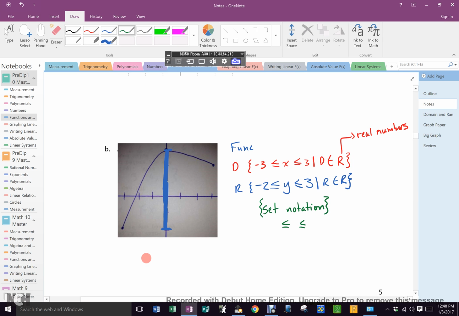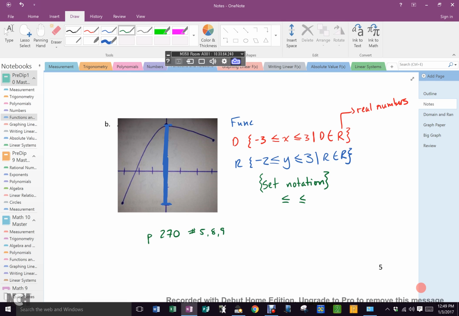Everybody cool with that? On your outline, if you're following along, you're going to look at some stuff in the book. Right here is where you would do page 270, number 5, 8, and 9. Right there. Okay? Everybody cool? Okay. Because of time constraints, I'm going to go on and show you the other way to write domain and range now. Okay? Turn your page over.